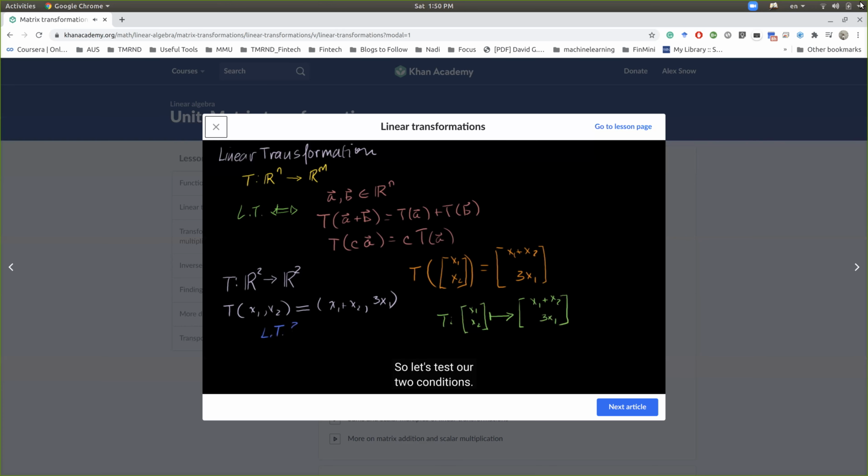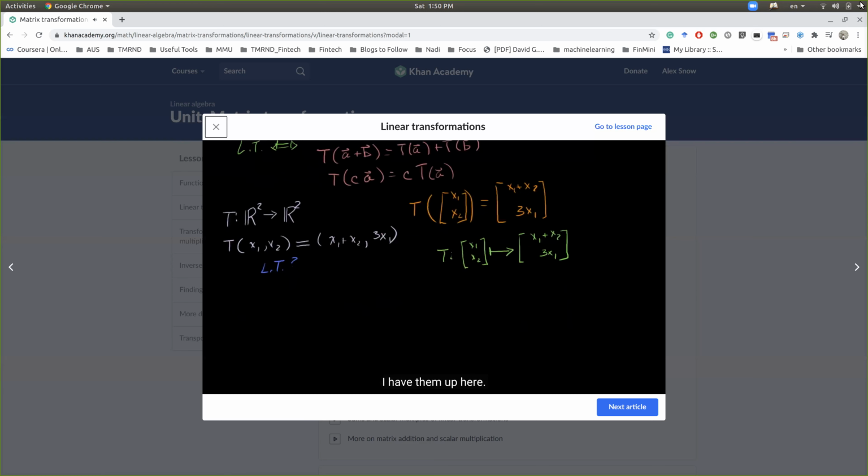So let's test our two conditions. I have them up here. So let's take T of, let's say I have two vectors A and B. They're members of R2. So let me write it. A is equal to A1, A2. And B is equal to B1, B2. Sorry, that's not a vector. I have to make sure that those are scalars. These are the components of a vector. So what is vector A plus vector B?